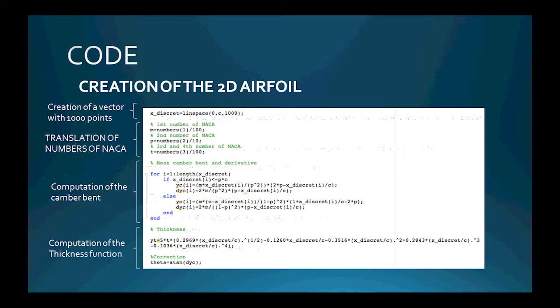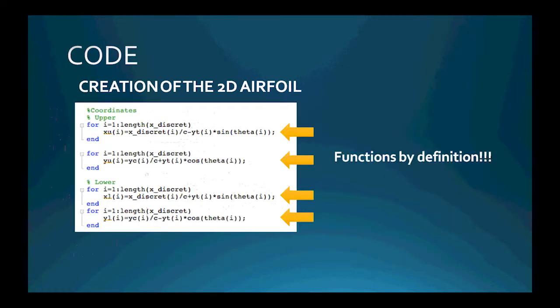With the parameters selected, the second step is to create the two-dimensional airfoil. First, three values related with the NACA number are needed to compute all the functions. With them, the camber line and the thickness are calculated with the functions shown on the screen. With the camber line and the thickness, the coordinates of the upper and the lower surface are calculated, and the airfoil in two dimensions is completely defined.